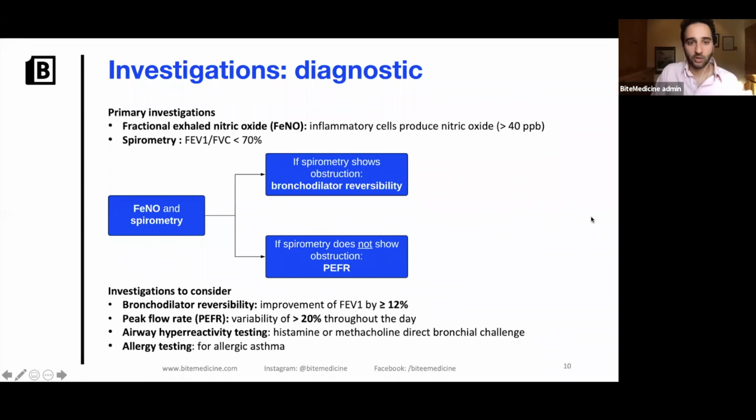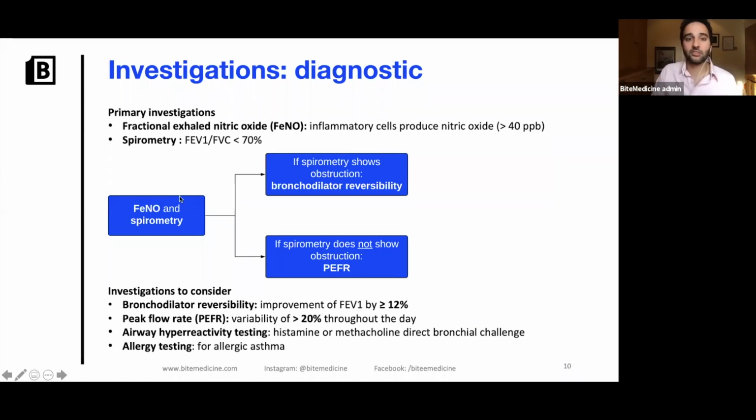So according to NICE, this is what you do. The first thing you need to do is measure something called fractional exhaled nitric oxide and perform spirometry. FeNO, or fractional exhaled nitric oxide testing, is a simple test where you're measuring the amount of nitric oxide produced by your lungs. When you have lots of inflammatory cells like eosinophils, they produce loads of nitric oxide, and if it's above 40 parts per billion, NICE say that's a pretty positive test, and that shows there's some underlying inflammation going on in your lungs, and that indicates asthma.